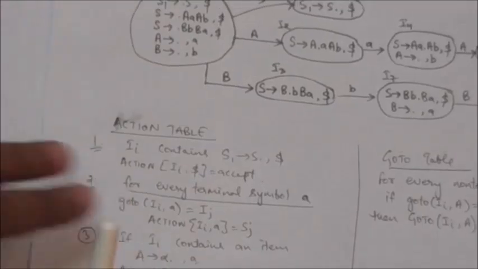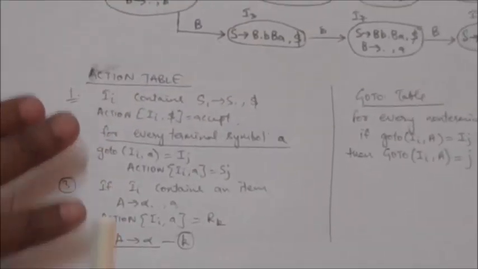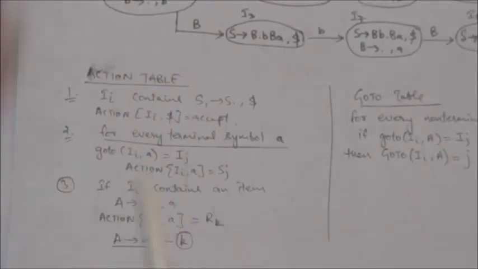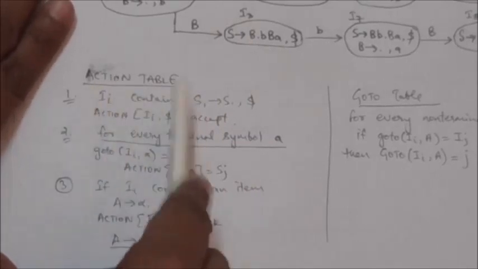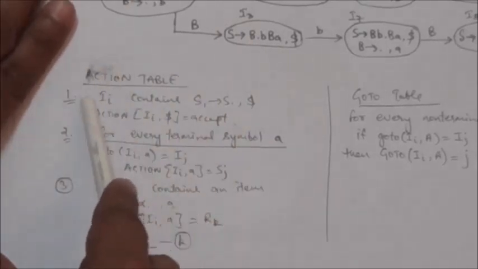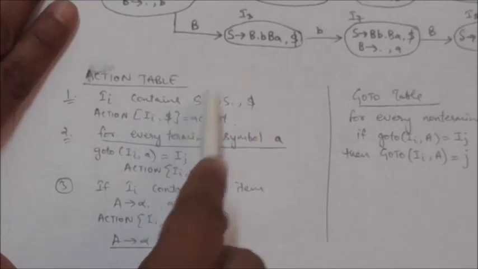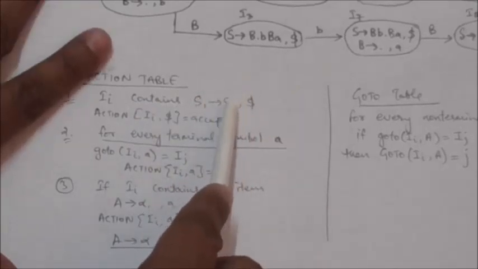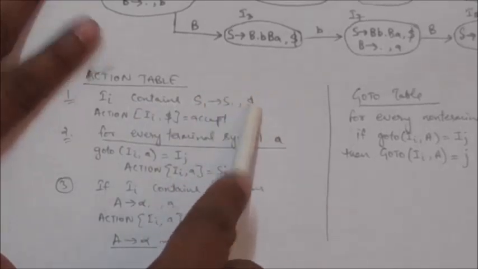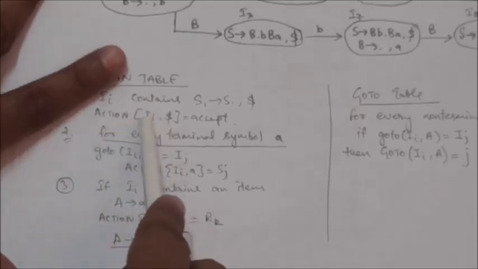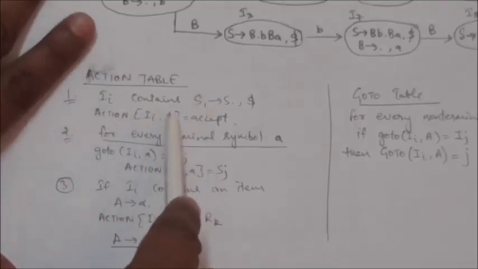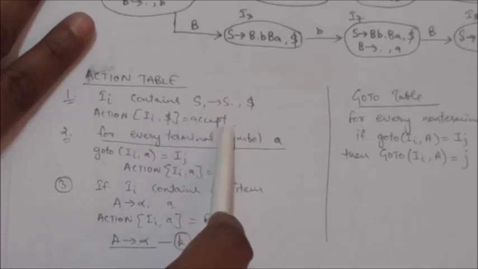Now how do we fill this action table and go to table by using the DFA? First of all we will fill the action table. These are the rules for filling the action table. Let us see the first rule. What does it say? If the state Ii of the DFA contains this item S1 derives S dot, look ahead symbol dollar, then in the action table at the row labeled by Ii and the column labeled by dollar we will write accept.